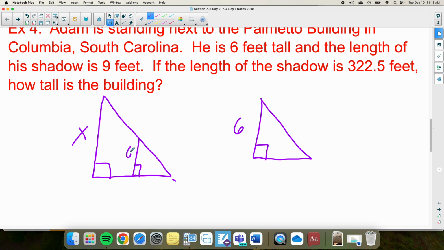So this person is 6 feet tall, and that person could have measured before how long their shadow was, okay? So their shadow, let's just say to make it easy, is 9 feet. So this would be 9. And then you can use similar triangles to find what the height of the tree is.